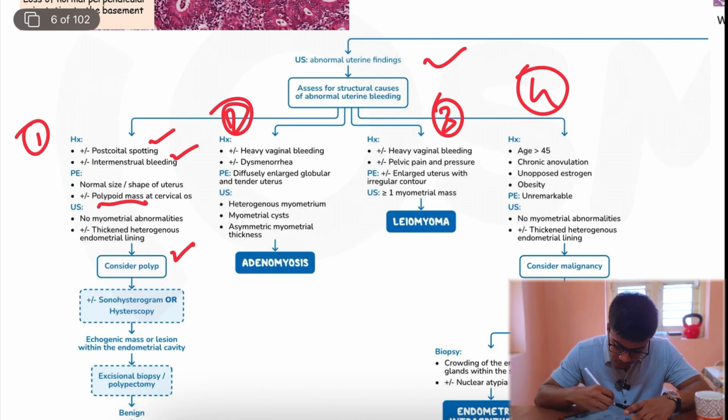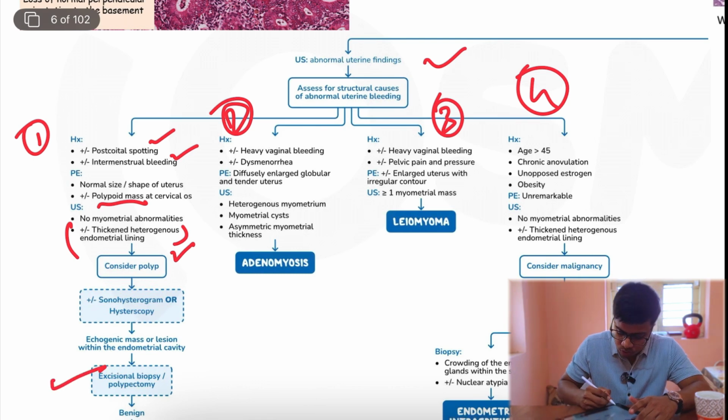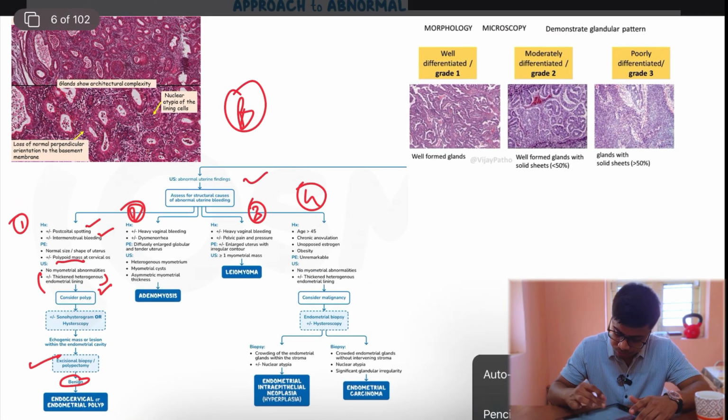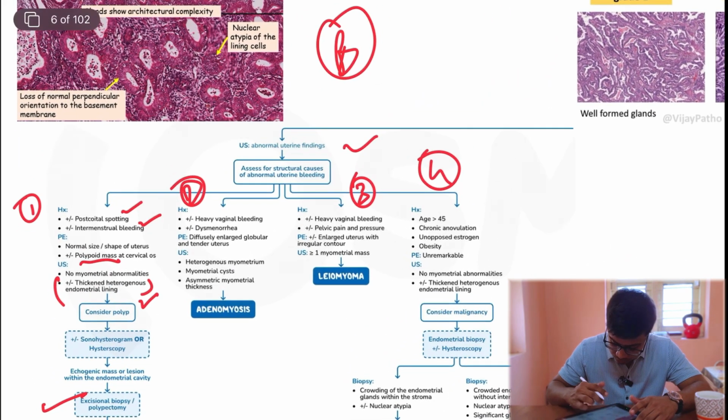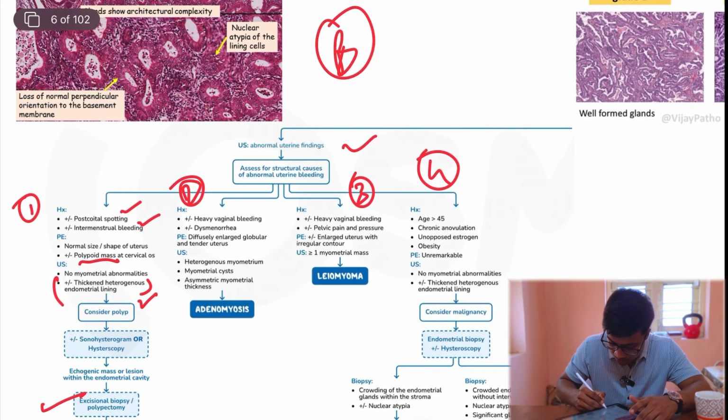Consider we have a polyp, and then we have to see one more thing: on ultrasound, a thickened heterogeneous endometrial lining will be there. So that's important, and the polyp will be diagnosed. What we have to do in the polyp case is excisional biopsy, polypectomy, and most of the time it's benign, and we have to diagnose it as endocervical or endometrial polyp.